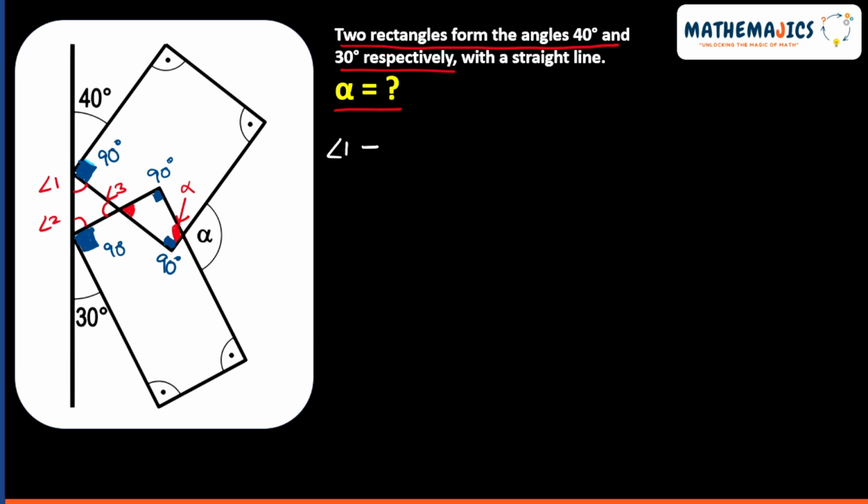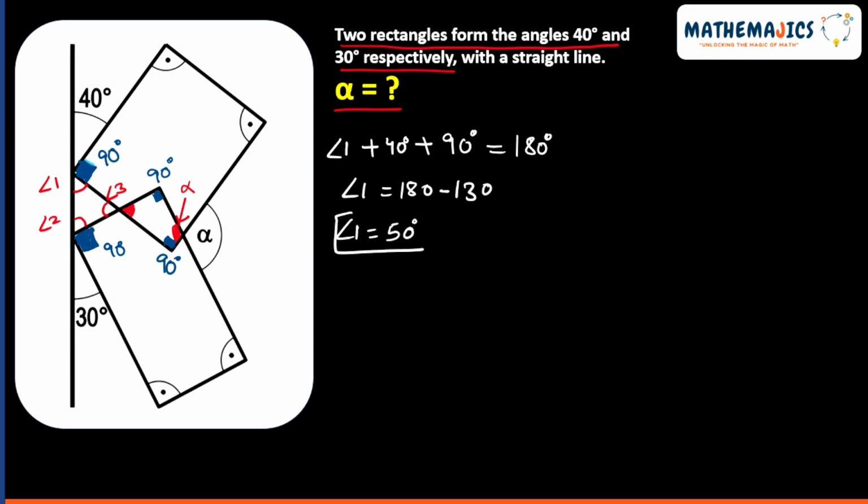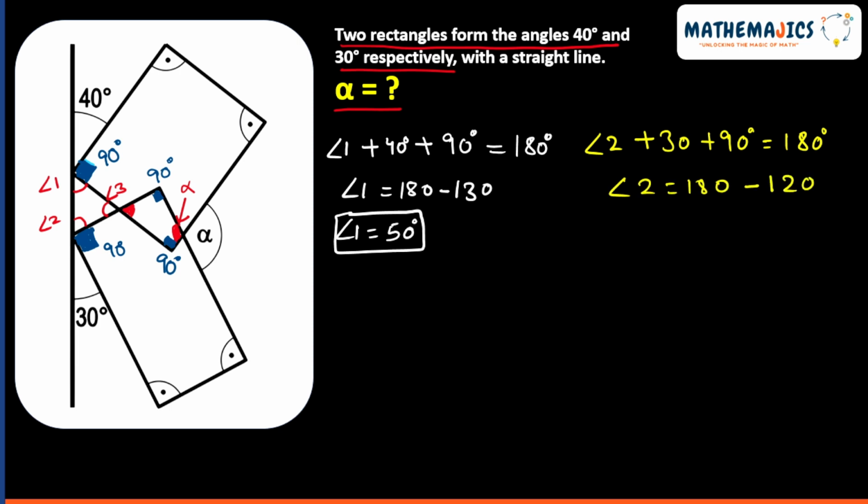Angle 1, angle 40 and 90 degrees lie on a straight line. That means together they form a straight angle. So angle 1 will turn out to be 180 minus 130. That means angle 1 is 50 degrees. Similarly, angle 2, angle 30 and 90 degrees also lie on a straight line. So they together form a straight angle. Angle 2 will be 180 minus 120. That means angle 2 will be 60 degrees.